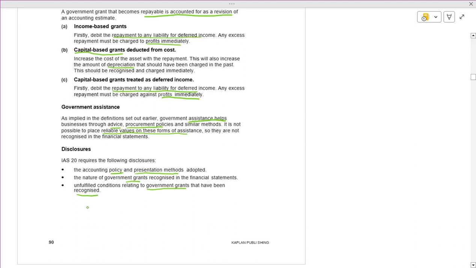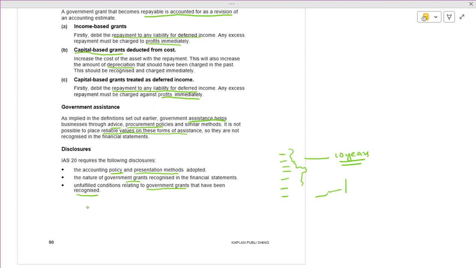If there are any unfulfilled conditions, the government will give grants for 10 different conditions. Definitely, slowly each and every condition will be satisfied. If they gave a grant for 10 years, then every year you will follow each and every condition over a period of time.